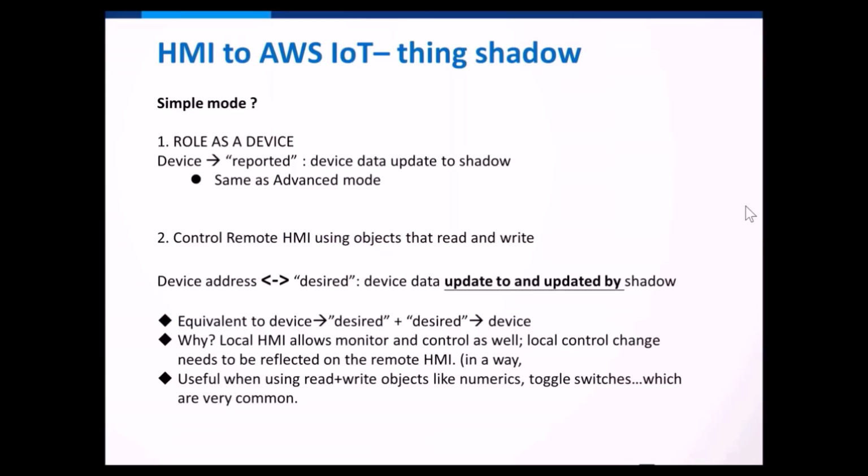Okay, so instead, if we have a local and a remote HMI, both of them accessing the same address, then we should use this one. So we should actually use this one: device address and desired, with a double arrow. Your HMI can monitor, but the actual HMI, which controls, when it changes, has to reflect it to the one far away.